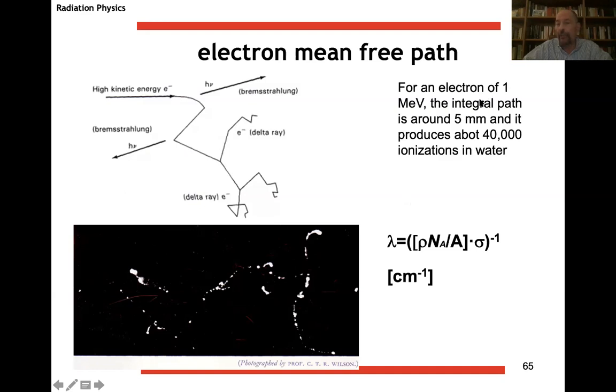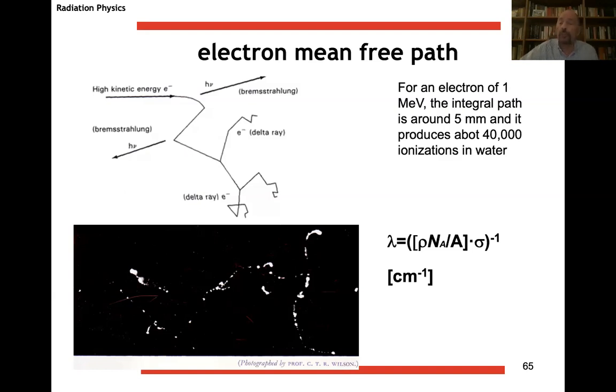You see, for an electron of 1 MeV, the integral path is around 5 millimeters, and it produces around 40,000 ionizations in water. So it's only 5 millimeters. So you understand that, for example, doing radiotherapy with electrons is very difficult because the path is very, very small. So you can only do it if it is a very superficial tumor. You can go higher than 1 MeV, but still you will have a very low penetrance.